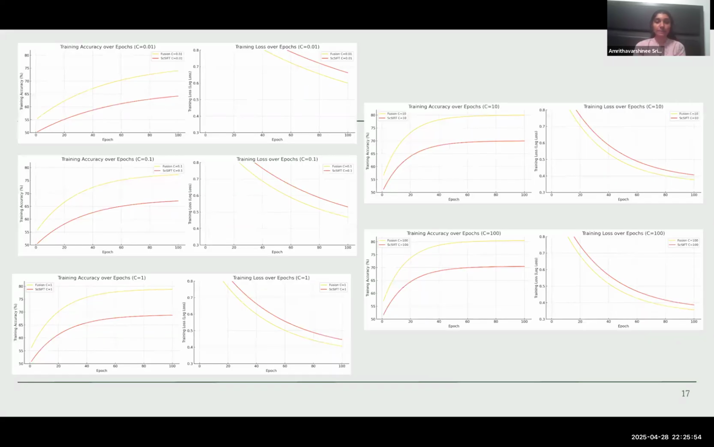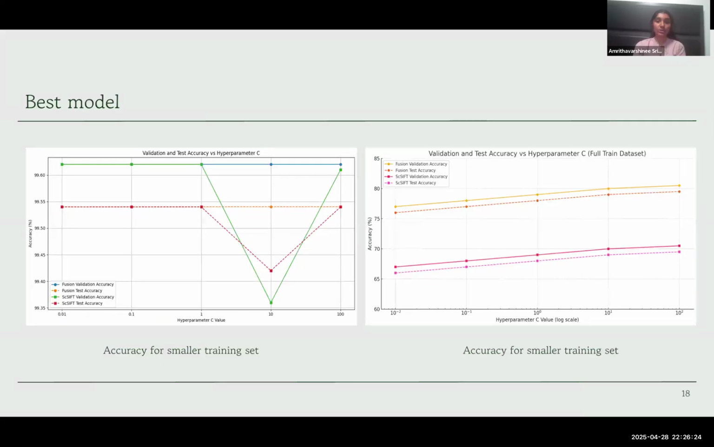Next slide, please. This graph shows how accuracy changes as the regularization strength C in logistic regression is varied. We can see as C increases, both models initially improve with less regularization. It allows better fitting. Accuracy stabilizes near a C value of 10, indicating an optimal trade-off between underfitting and overfitting. And we can again see Fusion maintains a consistent advantage over ScSIFT across all values of C. Next slide, please. And this is when the best model is used to evaluate the validation and test accuracy.